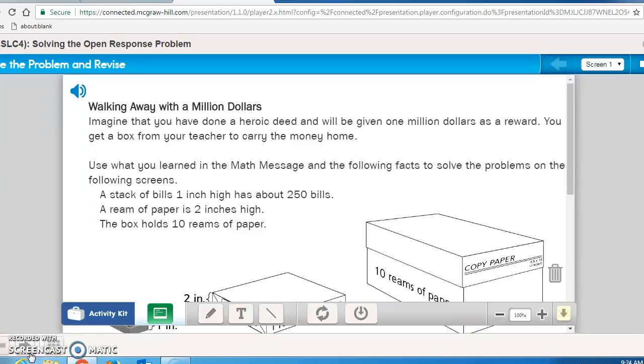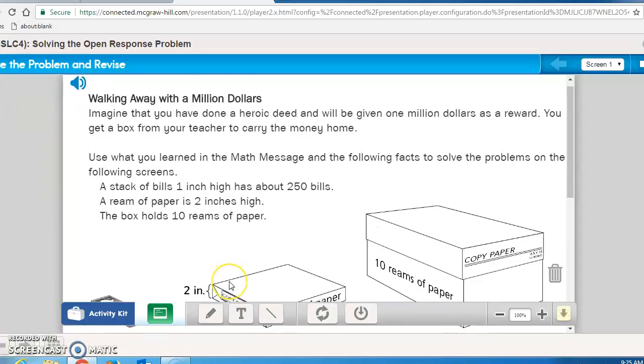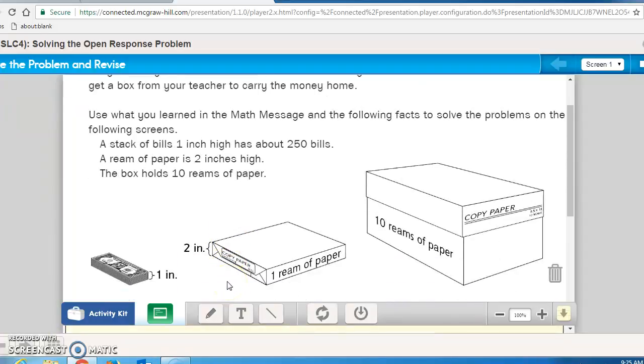Imagine that you have done a heroic deed and you will be given $1 million as a reward. You get a box from your teacher to carry the money home. Use what you learned in Math Message and the following facts to solve the problems on the following screen. So let's take a look. Again, you should have Math Masters page 154 in front of you.